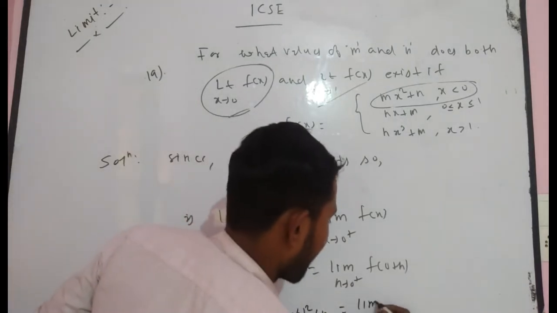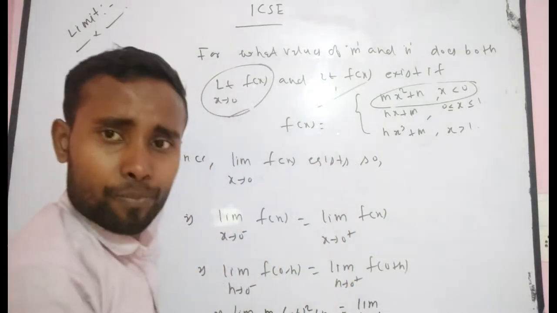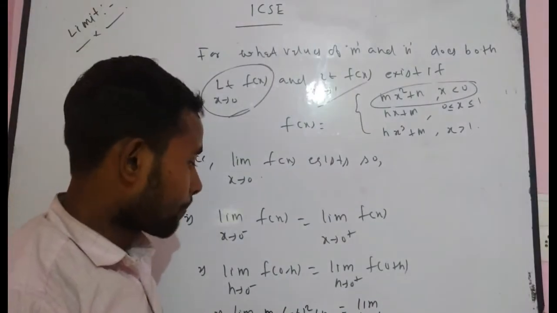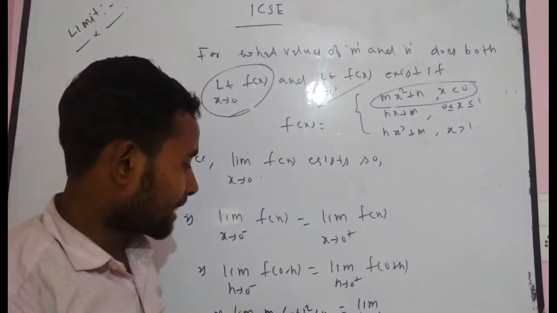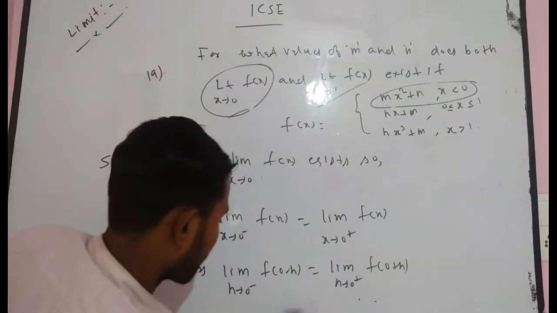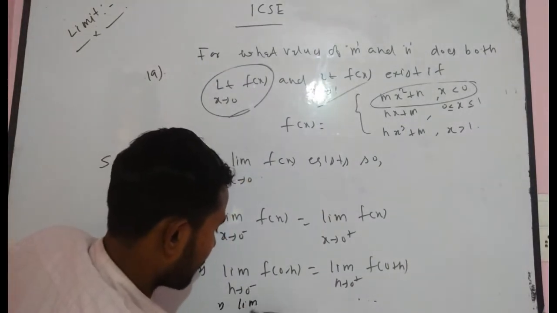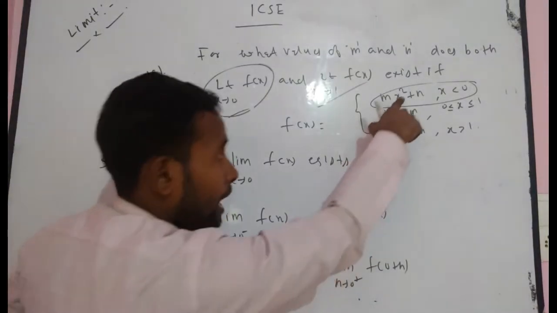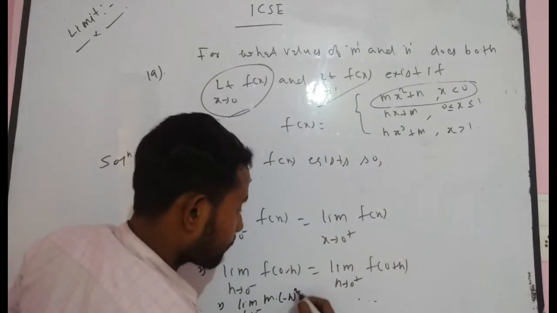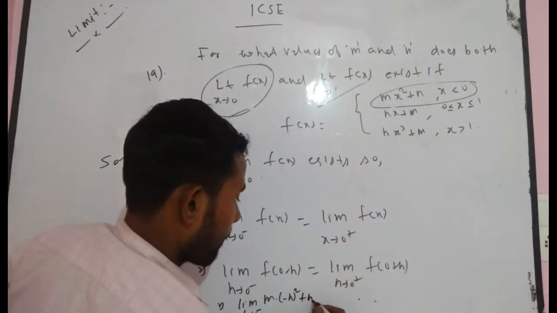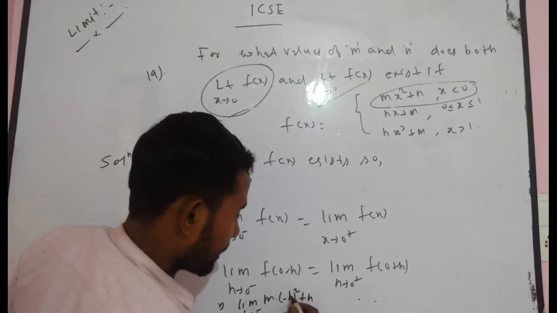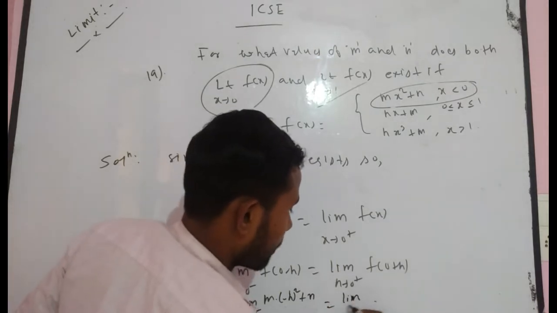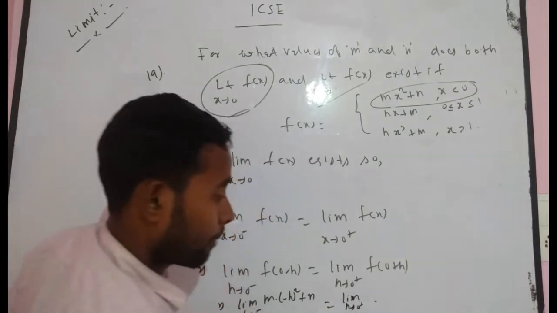Very good. Limit x tends to 0 from the right hand side. Is it visible or not? Here I have written m times minus x whole square plus n. I want to write here so that you see. Limit x tends to 0 from the left hand side, m into x is replaced by minus x whole square plus n. This is m and this is n. Is equal to limit x tends to 0 from the right hand side.